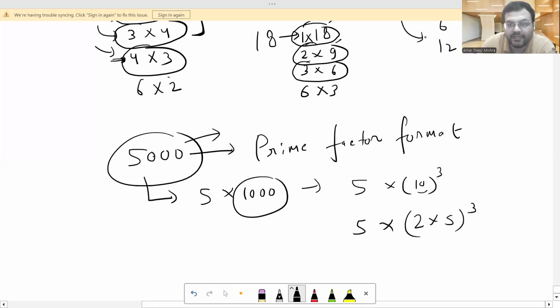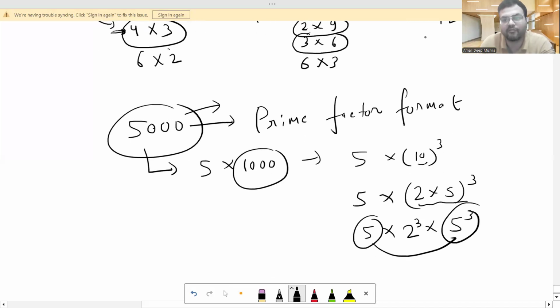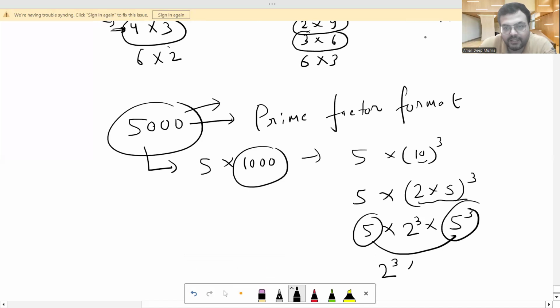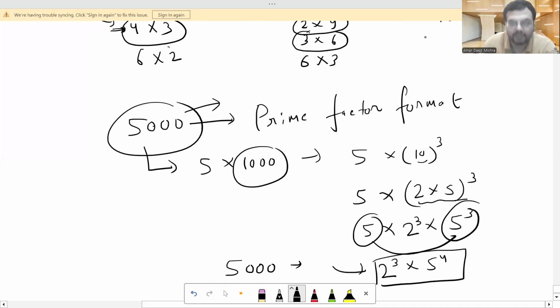And this is 5. So if you open this, you will get 2 power 3 into 5 power 3 and this 5 here. Now this 5 and this 5 cube, they will combine and give you 5 power 4, right? So you can write 2 power 3 into 5 power 4. This is the prime factor format of 5,000. Okay. So this is how we find out the prime factor format of any composite number.